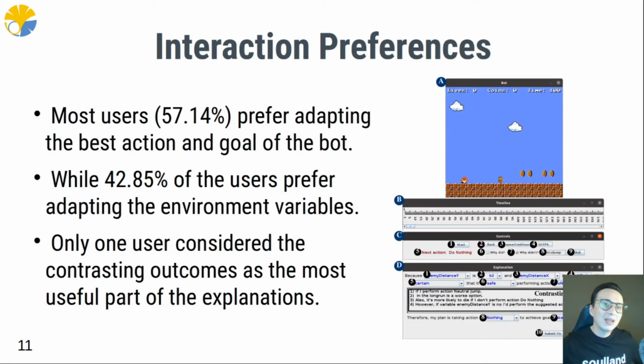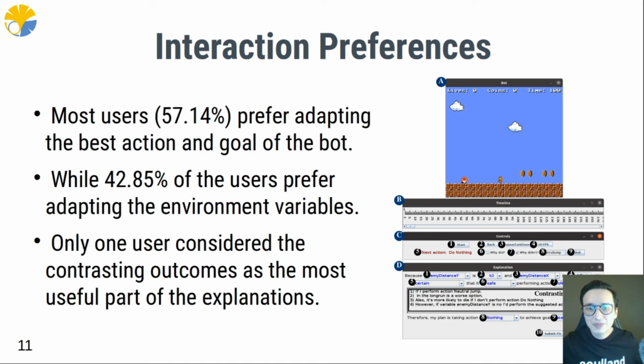And about interaction preferences, most users prefer adapting just the best action and the goal of the bot. For many of them, that was just enough to get the behaviors they wanted, but only if what the bot was thinking, or the specification of the state of the bot, was correct. That worked.